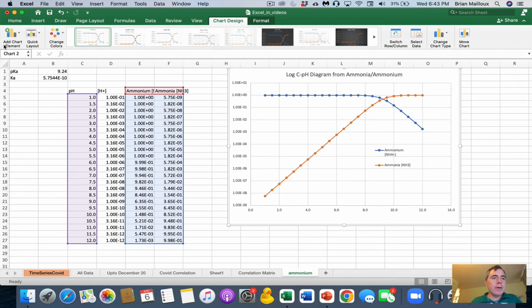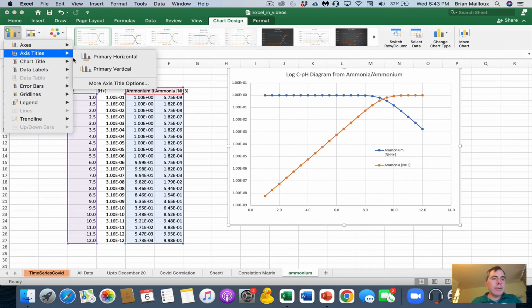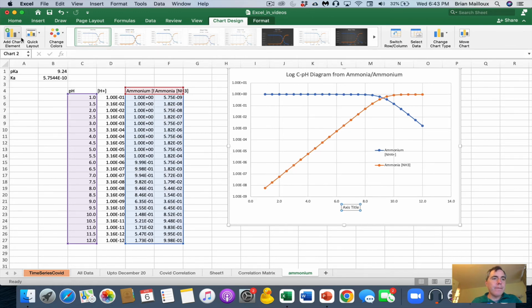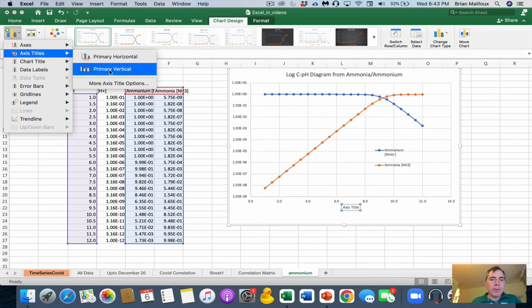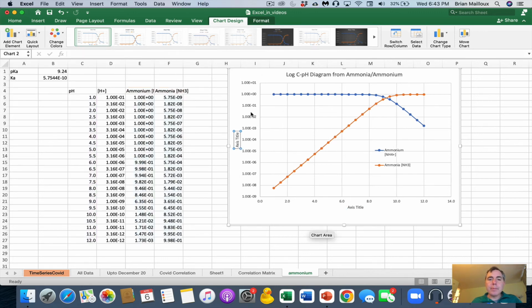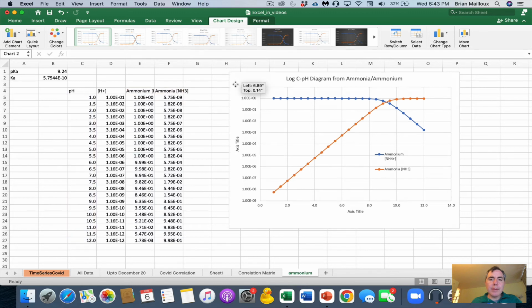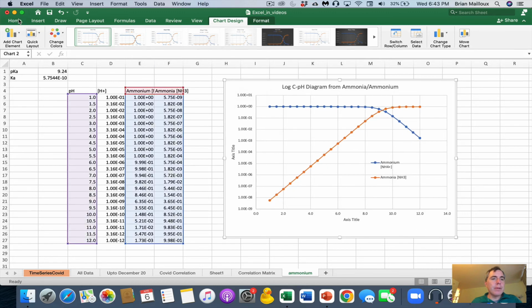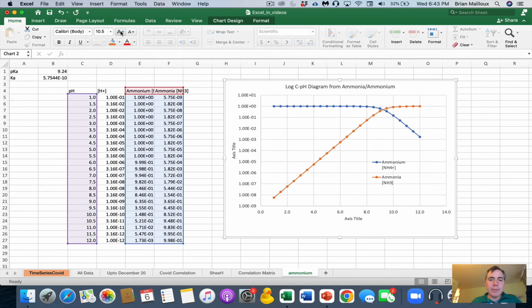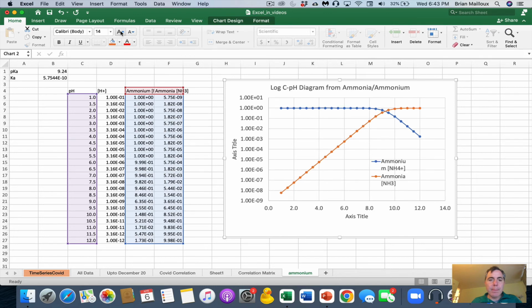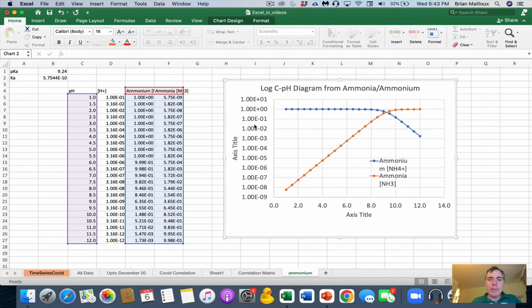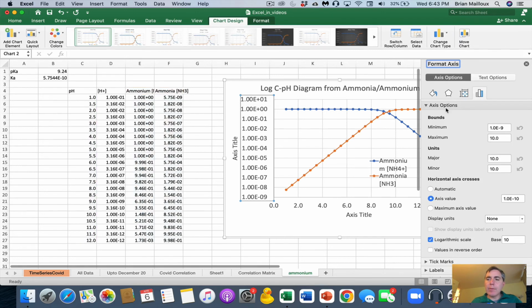And now we need to add in our, you know exactly what's coming. So if we go chart design, we gotta get in our axes titles, primary horizontal, axes titles, primary vertical. Let's make this thing better. I'm gonna make the font a little bit bigger. That might be a little bit, and we don't need so many on the concentrations. I'm gonna see if we can get rid of some of those.